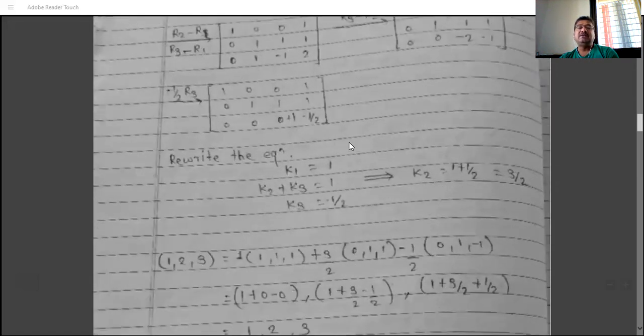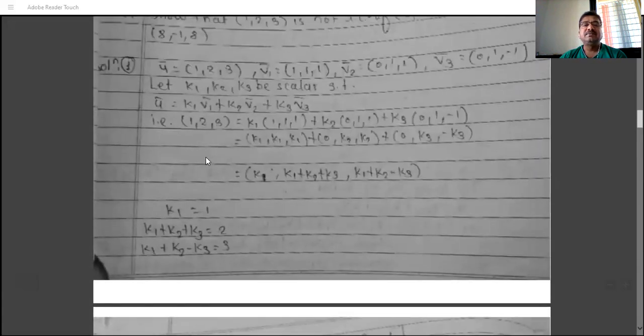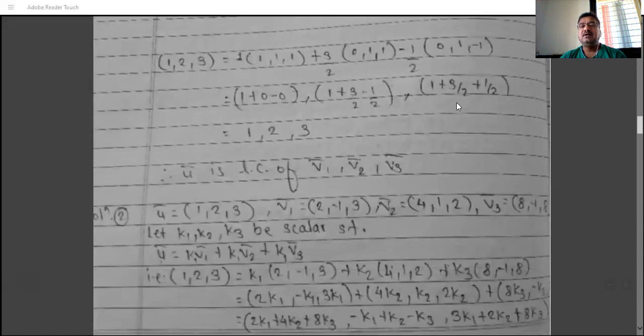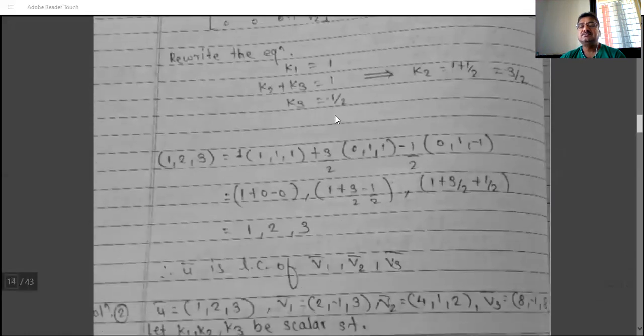So we have the values of K1, K2, K3, and therefore (1, 2, 3) is equal to K1 times (1, 1, 1) plus K2 times (3/2, 0, 1, 1, 1), and K3 times (-1/2, 0, 1, 1, 1). So write the values of K1, K2, K3 at this place.